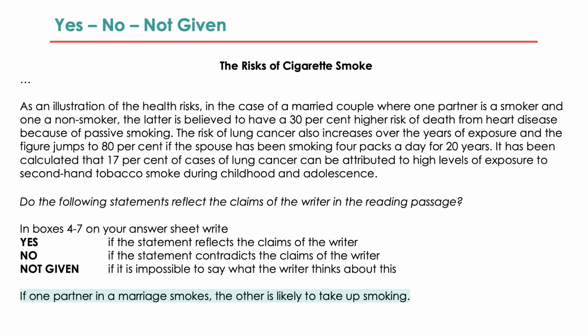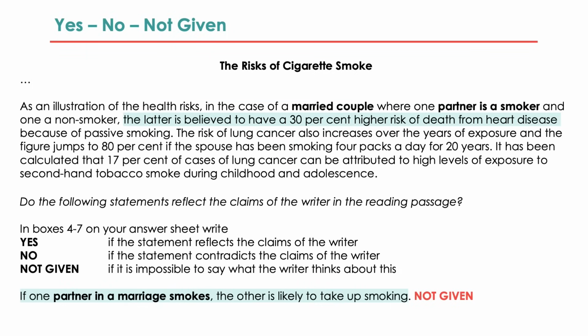Ready to continue? The answer is not given. How do we know this is the correct paragraph? So look for the general theme. The statement is about a partner in a marriage. And we can see that our paragraph is about a married couple where one partner is a smoker. So yes, the theme is the same.